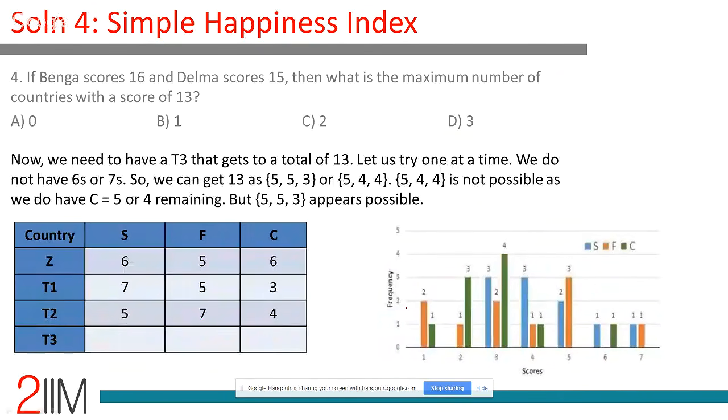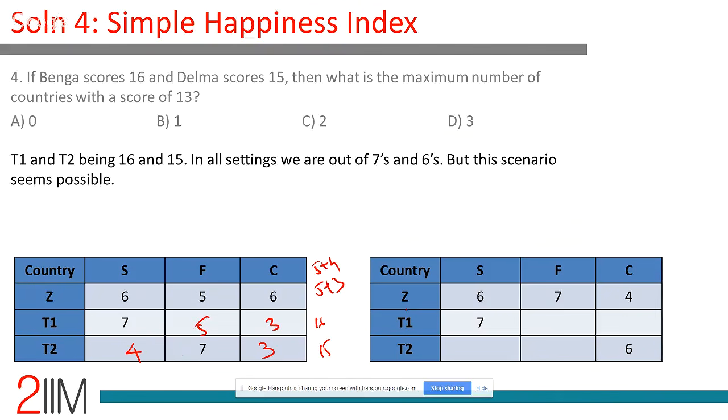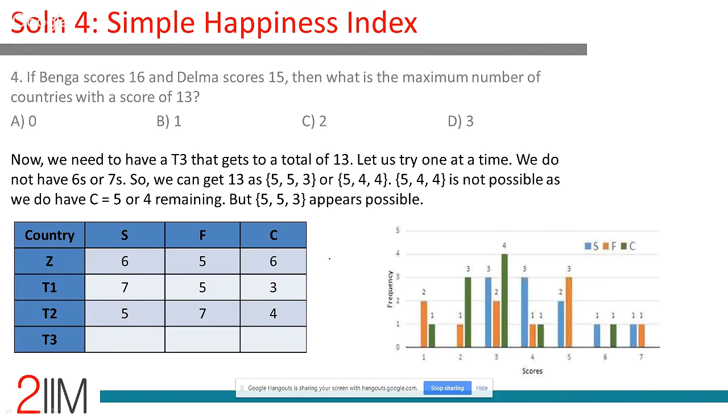Okay, so 7 plus 5 plus 3 is 15. 5 plus 7 plus 4 is 16. So 7, 5, 4 and 7, 5, 3. This adds up to 15, this adds up to 16. There's no 5 available with C. Only 1, 4 available. So this is one possibility for getting our total scores of 17, 16, 15.